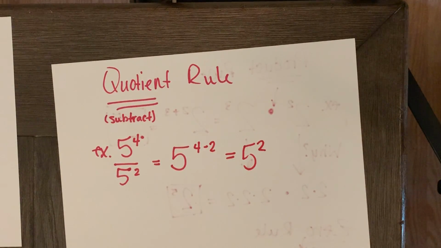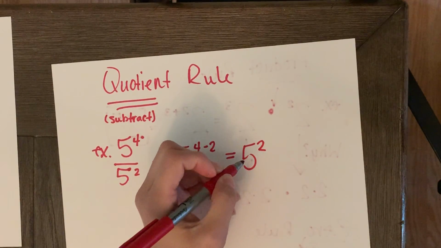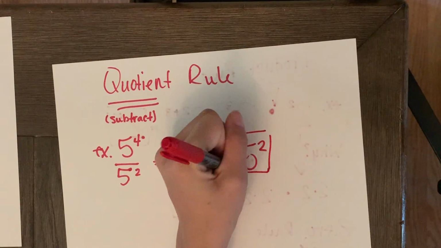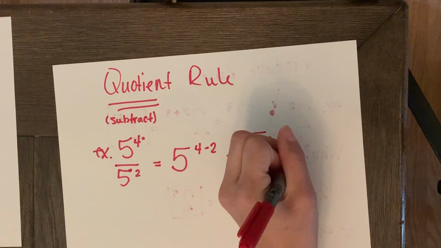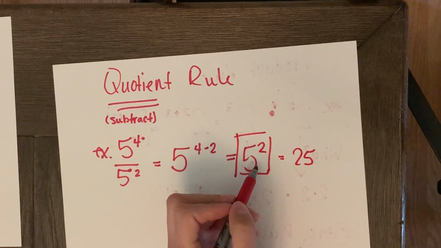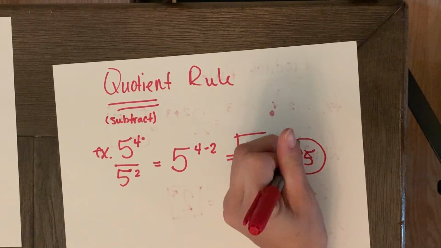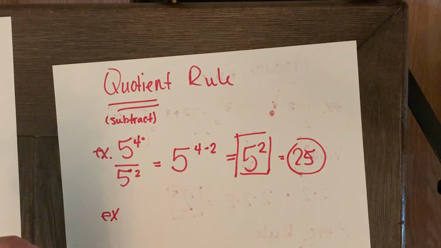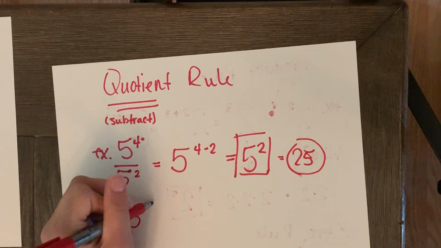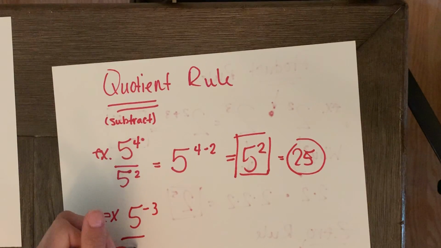Now, on an EOG or a check-in or a unit test, they might give you 5 squared, but because we know our squares and we know our cubes, they might also give you the answer of 25, because that's 5 times 5. So either one are possible answers, if you would see that on a multiple choice. Now, like I said in the product rule, this works the same with the quotient rule. It does not matter if they are positive or if they are negative. You are still going to do the same exact thing, okay?